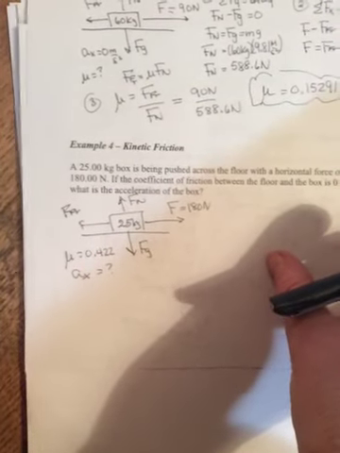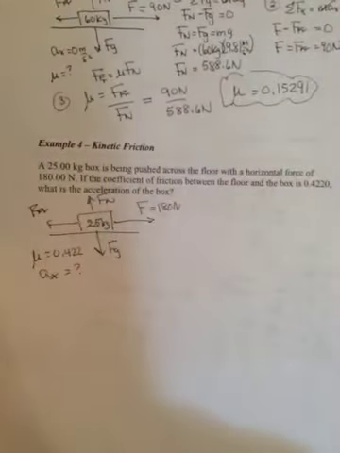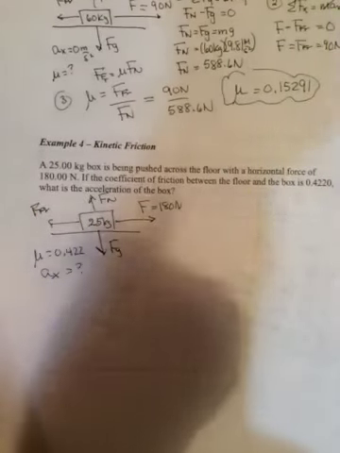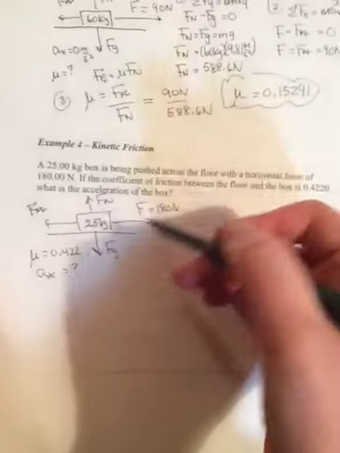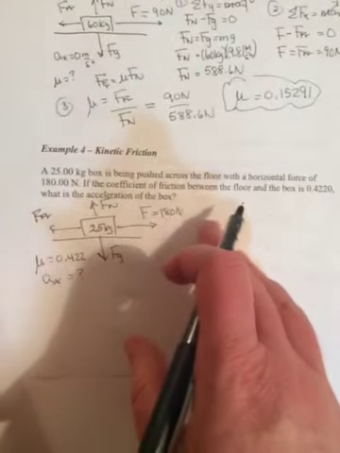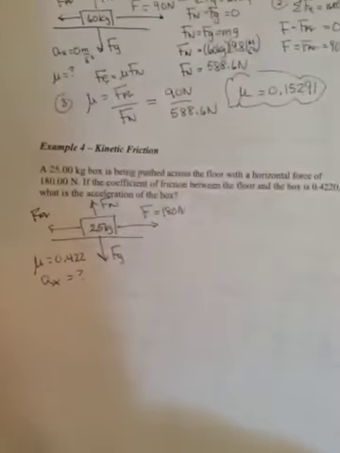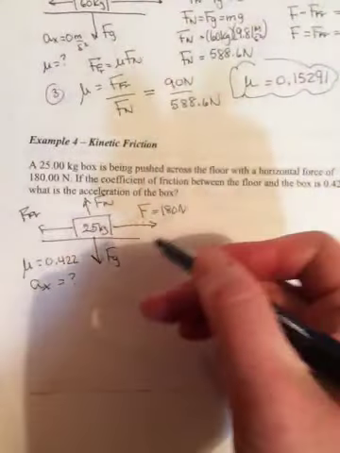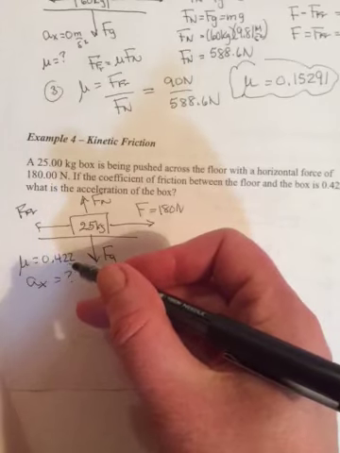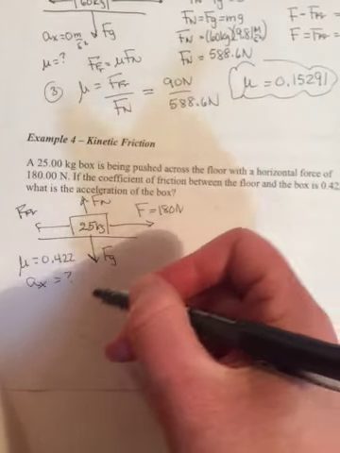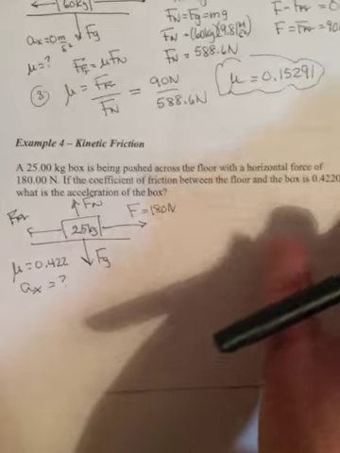Okay, so back to example number 4 that we were doing the last day. It's a 25 kilogram box being pushed across the floor with a horizontal force of 180 newtons. Coefficient of friction is 0.422, and it wants to know what's the acceleration of the box.